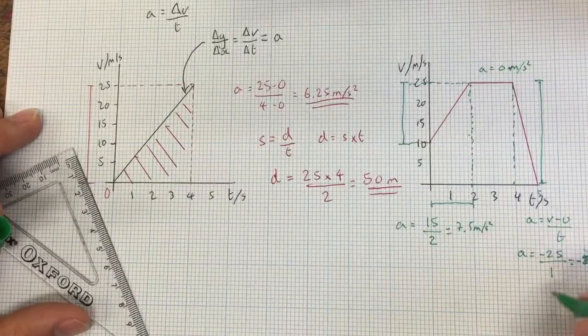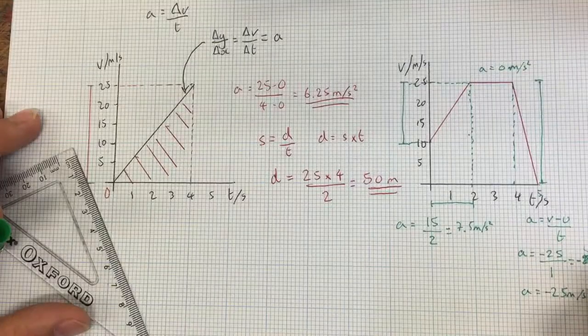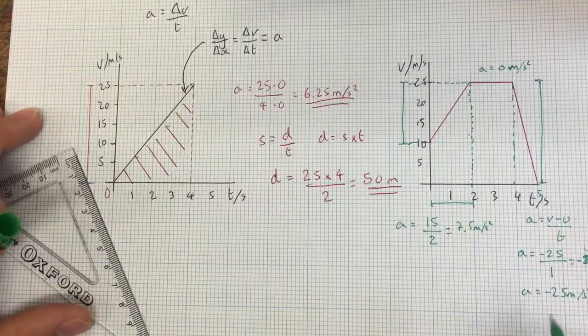Sorry that you can't see that, I'll just write that there. So acceleration is minus 25 meters per second squared.